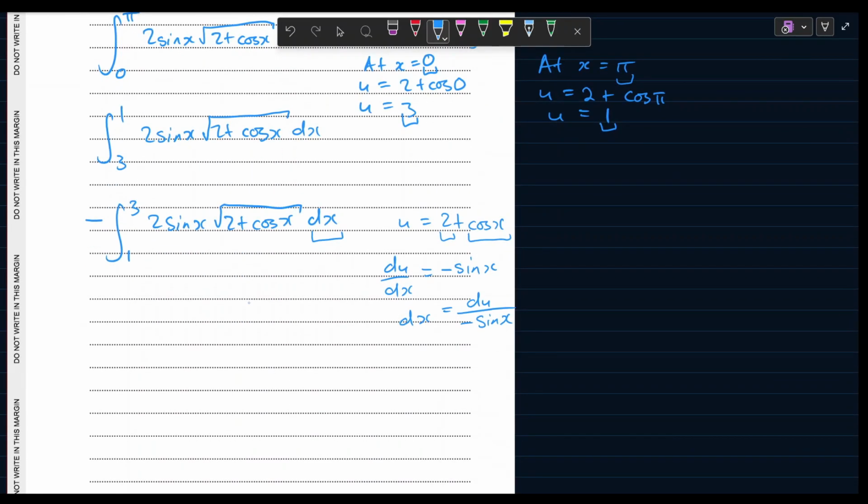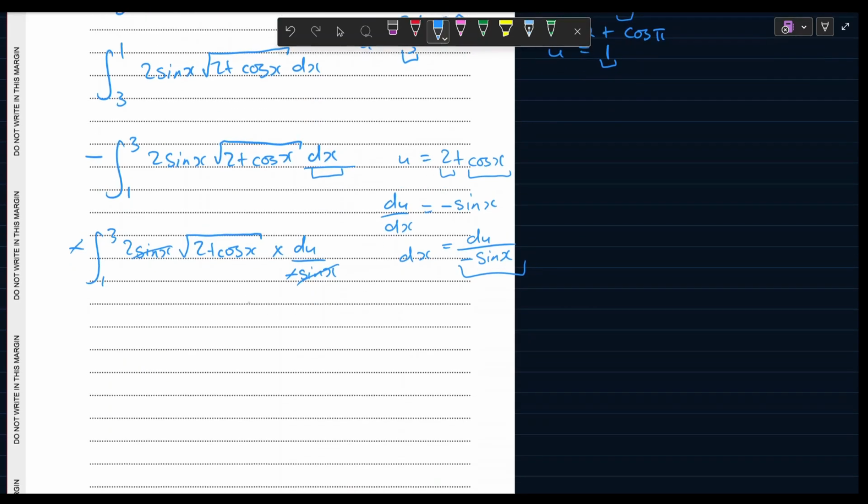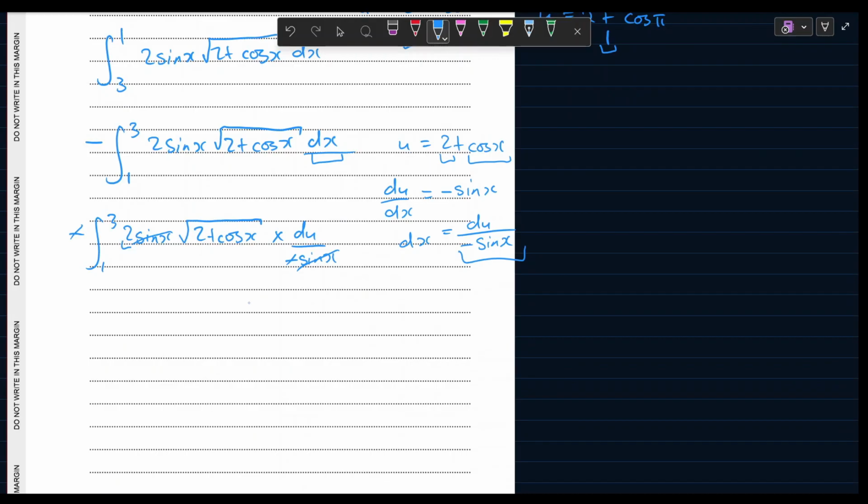And so it means we've got negative the integral from 1 to 3 of 2 sine x multiplied by root 2 plus cos x. And we're replacing our dx with du over negative sine x. Notice how these negative signs cancel out and the sine x cancels out. Okay. And so now I'm just going to take this 2 outside the integral sign. So we've got 2, the integral from 1 to 3 of root 2 plus cos x, and this is with respect to u.